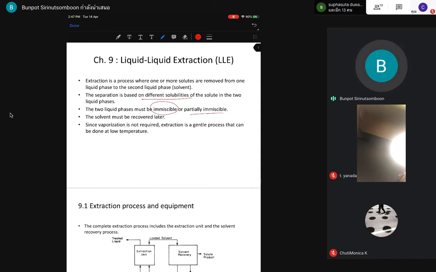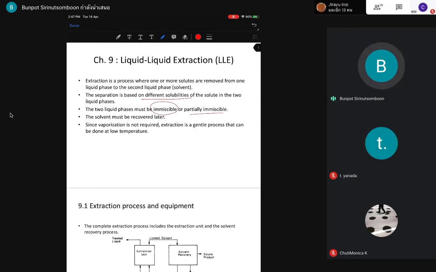Again, we want to transfer the solute from one liquid to the other liquid, and if possible, we don't want the two liquids to be mixable. We don't want them to interact with each other. But in real life, some of them will be mixed with each other a little bit. And the solvent that we use, we want to recover it later to save cost, to be able to reuse it again and again.